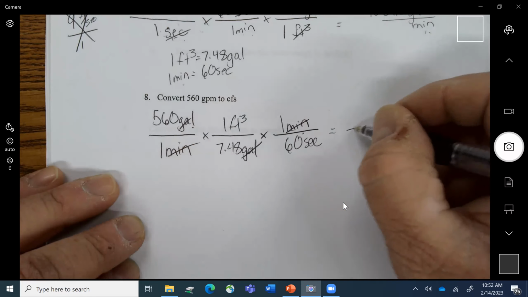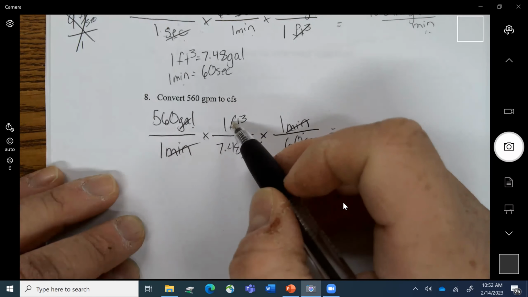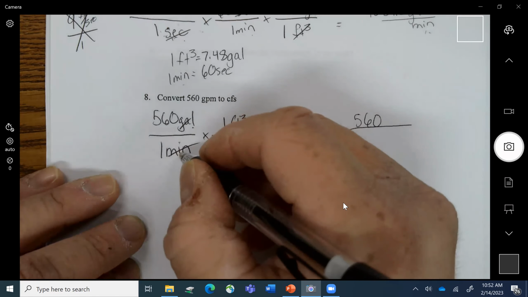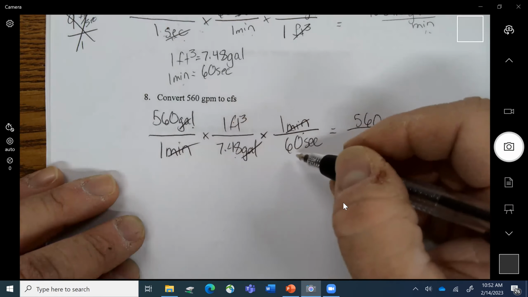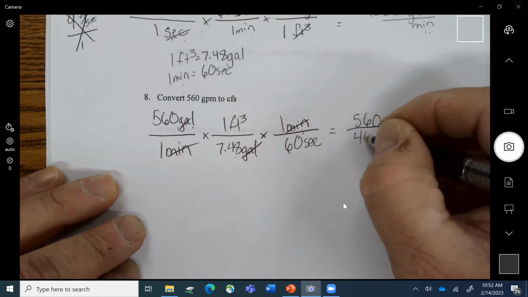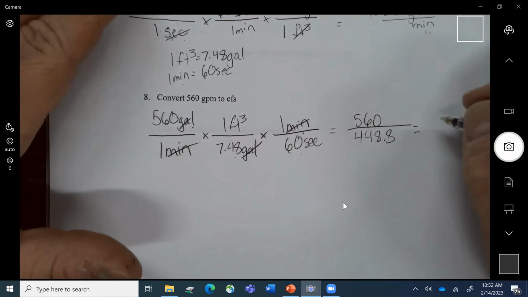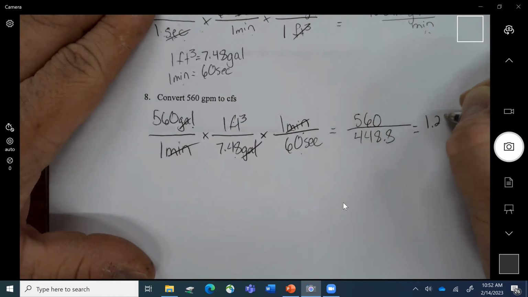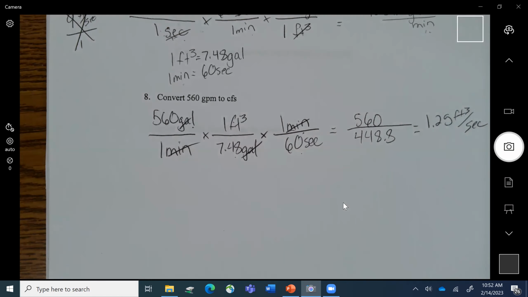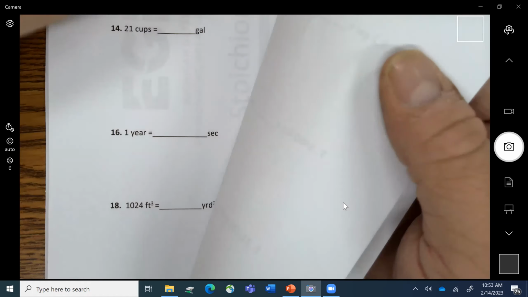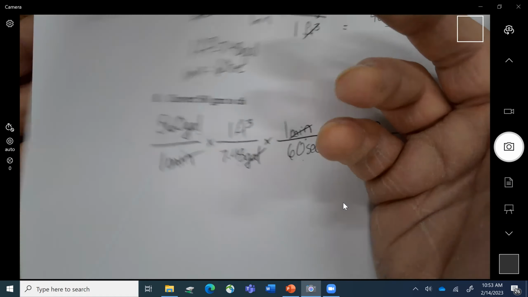And now we do the math. 560 times 1 is 560. 1 times 7.48 times 60 is 448.8. Now I can divide them, and I'm going to get 1.25 cubic feet per second. Okay. So there are 2 or 3 more sheets of unit conversions. There are 4 of them for everyone to do.